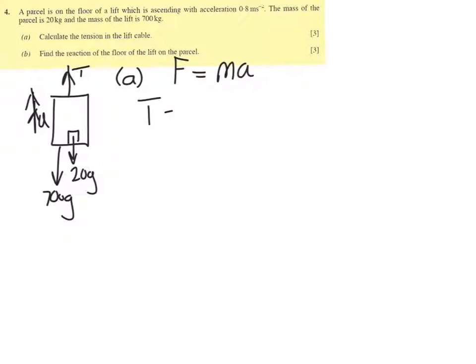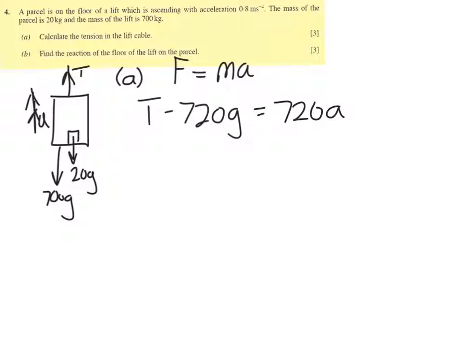So minus, I'm going to put both of them together. So I get 720 g. Okay, so all I've done is combine those two forces because I'm taking both of them away. And that equals, remember I'm looking at the mass of the whole thing, so that again is the lift plus the parcel, so that's 720 a.